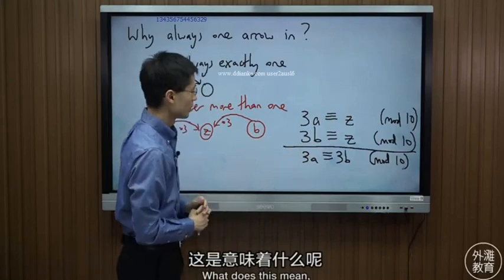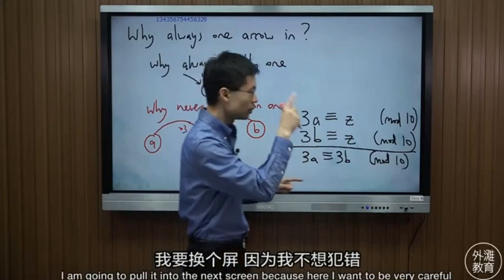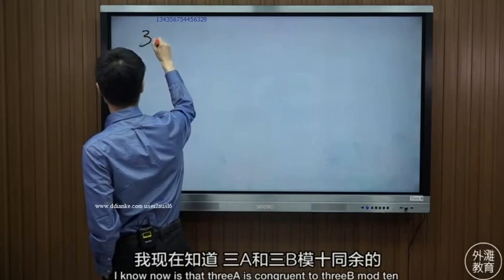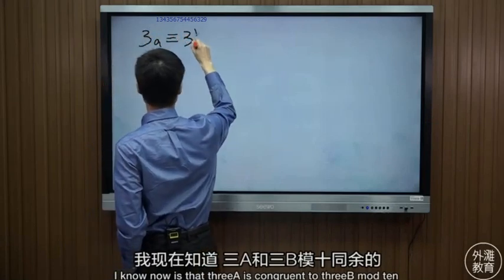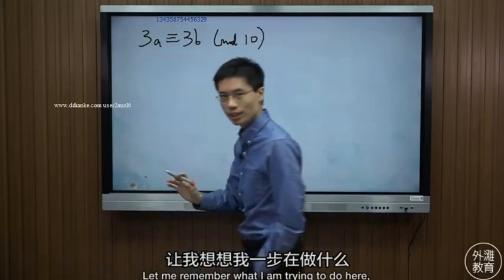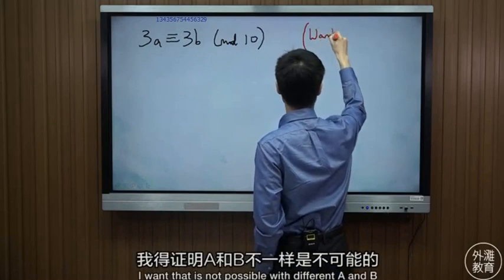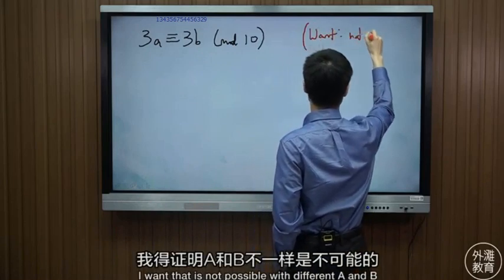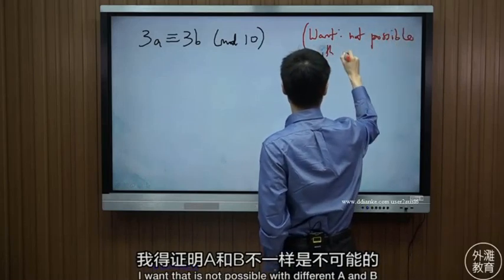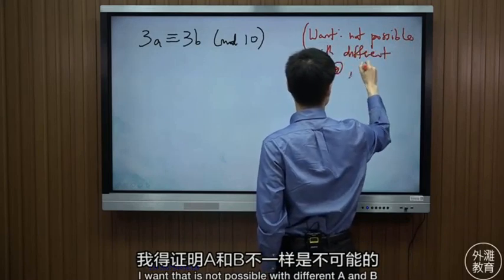What does this mean? 3a and 3b congruent modulo 10. I'm going to pull it into the next screen because here I want to be very careful. I know now that 3a is congruent to 3b mod 10. Let me remember what I'm trying to do here. I'm trying to show this is impossible. I want to show that it's not possible with different a and b.